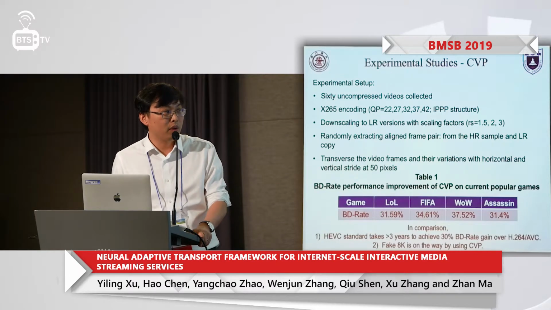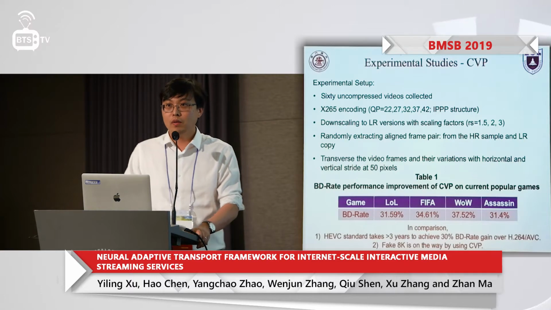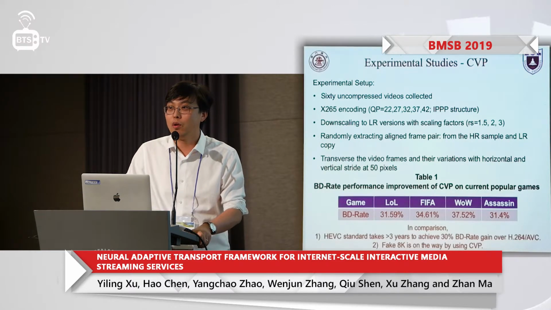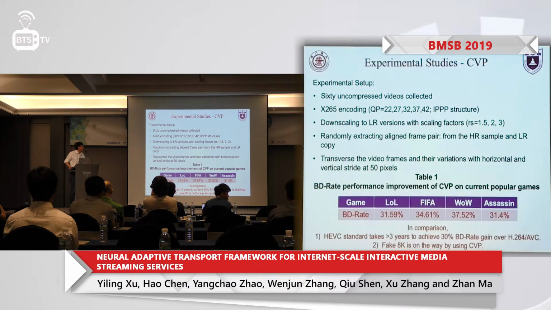And in comparison, when we're doing the standardization of the HEVC, HEVC takes 3 years to finish over the AVC to have like a 30% bitrate gain. But with ours, we can quickly deploy it to a system. And the second one, as I said, we can use the fake 8K. So we can have the 8K experience, but actually we deliver 1/16 of the 8K, not the entire 8K, since 8K consumes a lot of bandwidth.